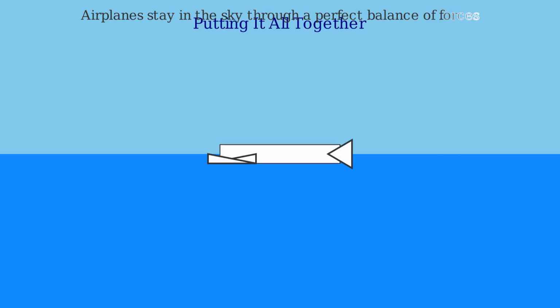Let's put together what we've learned about flight. Airplanes stay in the sky through a perfect balance of four fundamental forces. Lift pushes upward against weight, while thrust overcomes drag to maintain forward motion.